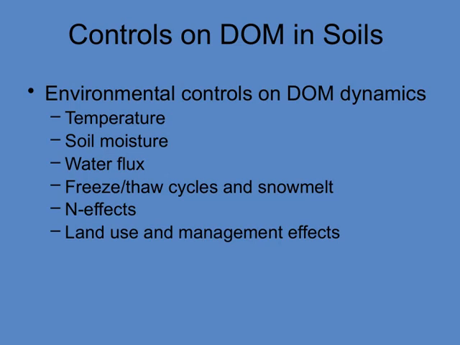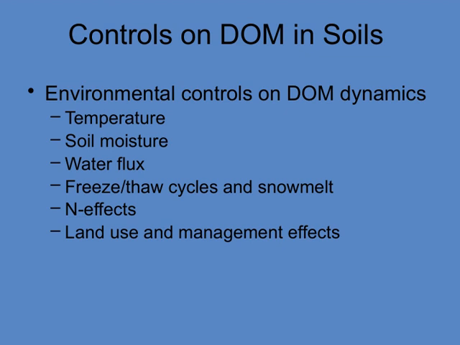Now, let's take a closer look at the controls on DOM in soils. First, environmental factors play a huge role in how DOM behaves and changes over time. Temperature, for example, directly influences microbial activity and chemical reactions in the soil, which in turn affect DOM decomposition and stabilization. Soil moisture is another critical factor. More water can facilitate microbial processes, but can also lead to leaching losses. Water flux, or the movement of water through the soil profile, helps transport DOM, impacting its distribution and availability.